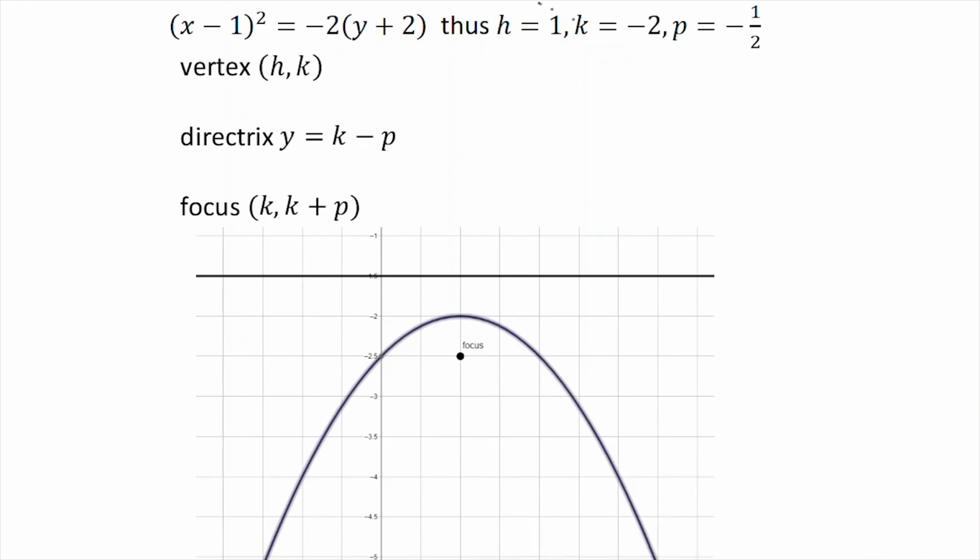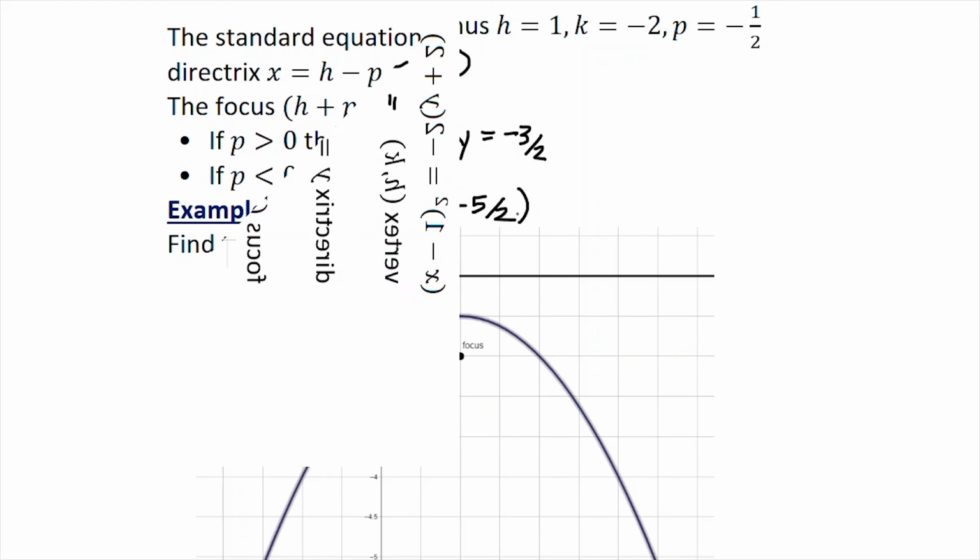So after we've completed the square and we've solved for h, k, and p, we can see that the vertex, in this case because it opens down, it's the maximum point, and that's going to be 1, negative 2. The directrix is a line, and that's going to be y is equal to k minus p, so y equals minus 3/2, and the focus is going to be the point h, k plus p, so h is 1 and k plus p is minus 5/2, and we can see our parabola in the graph below.